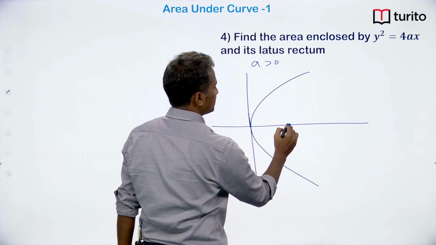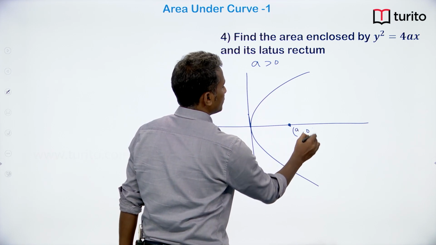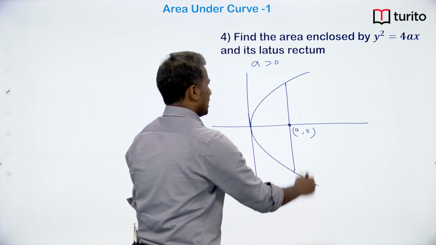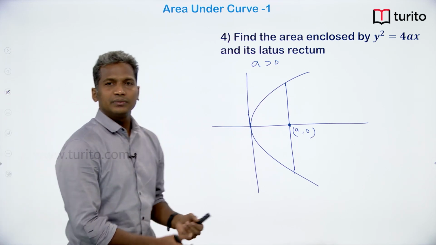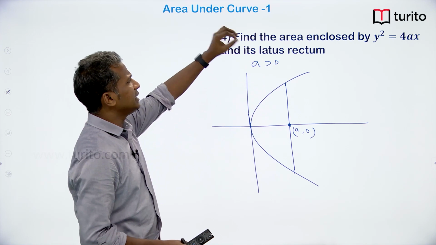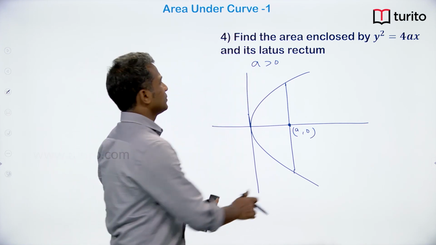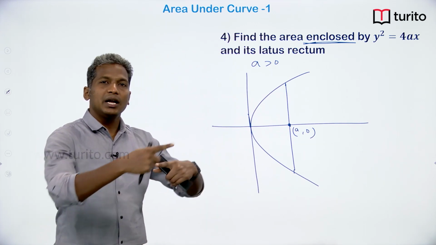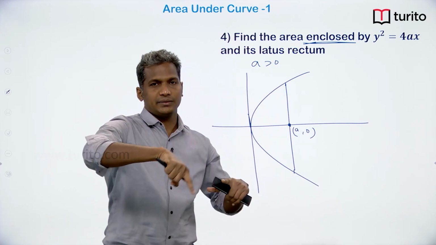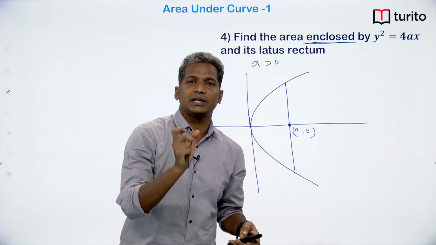This is the latus rectum, this is the focus (a, 0), and this is the latus rectum. So even if the y-axis is not there, if you observe, the area must be enclosed. Here, what is given? Enclosed is given. Enclosed means it must be a closed region. It should not be an open-ended region.